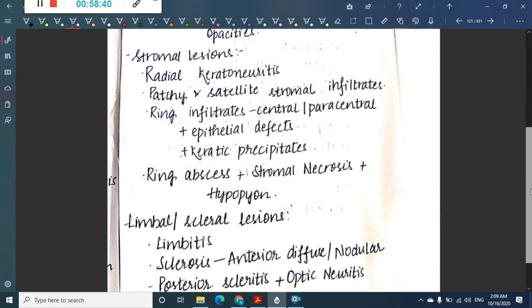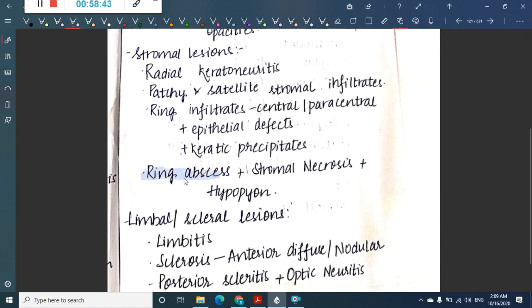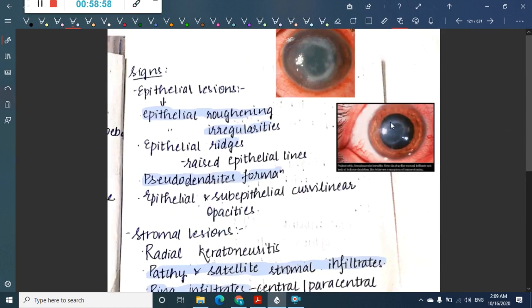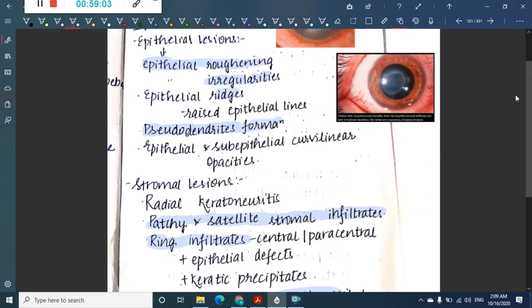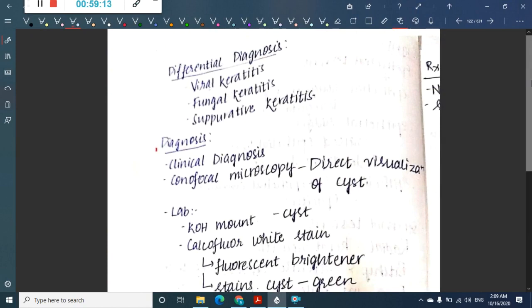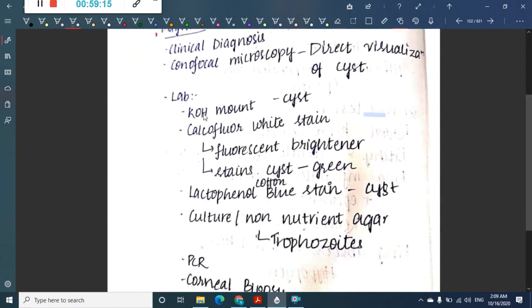Then you will see ring abscess with stromal necrosis, and sometimes you will see hypopyon also. You will see satellite stromal infiltrates also, patchy satellite stromal infiltrates or ring infiltrates. See, this is the ring which you can see. So this is the ring infiltrate. Sometimes you can see stromal infiltrates, and you can also see ring abscess. If there are limbal lesions, it can cause limbitis, or scleritis, or it can also cause posterior scleritis.